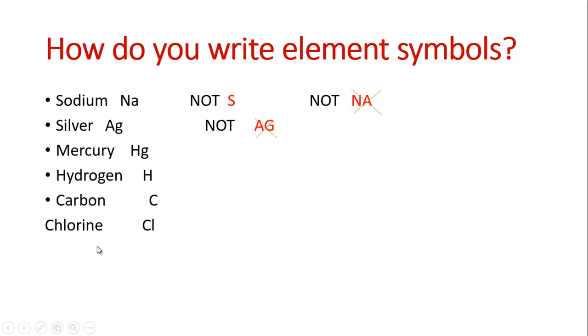Another example, chlorine. How to write the symbol for chlorine? Chlorine consists of two letters, Cl. Excellent. Capital C and small l. Okay?